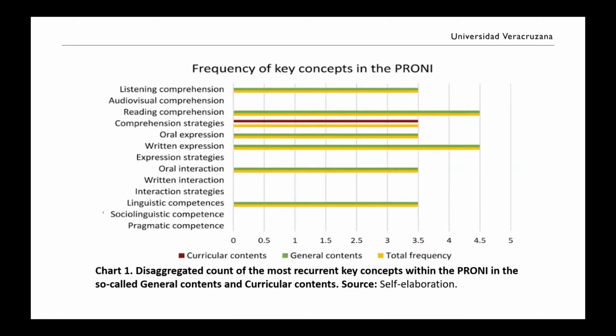So this explains that, at least in the discourse, the main concepts of the European framework do not appear for the teacher. Something important to understand in this analysis: the general contents is the part of the PRONI that explains the program, and the curricular contents contains all the learning objectives and a part of the description of the activities in class. So we can observe that in the curricular contents, at least in the discourse, these terms from the European framework do not appear except for comprehension strategies.